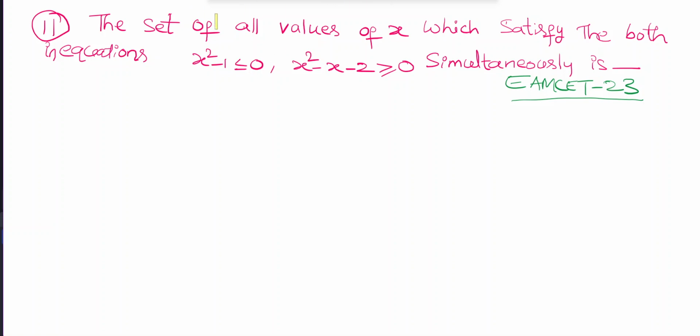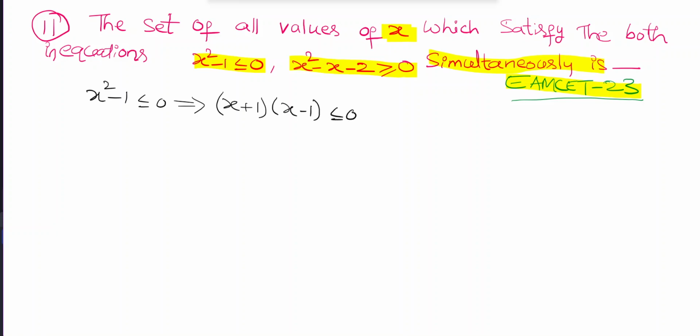This is the next question from quadratic equations. This is an Eapcet 23 question. Here it is given: the set of values of x which satisfies both the inequations x square minus 1 less than or equal to 0 and x square minus x minus 2 greater than or equal to 0 simultaneously is dash. Here the first inequation is x square minus 1 less than or equal to 0. This is written as x plus 1 into x minus 1 less than or equal to 0. That means x belongs to the closed interval minus 1 comma 1.